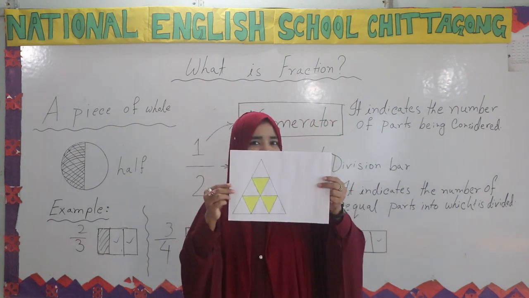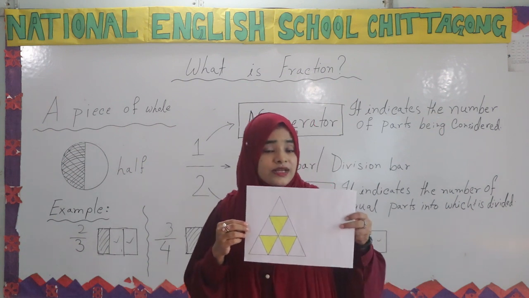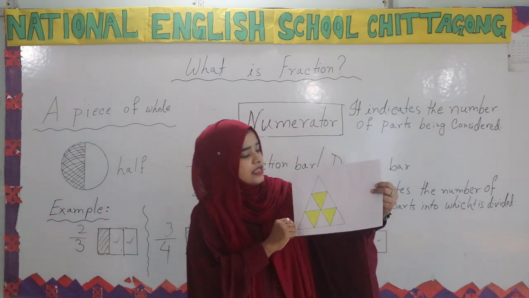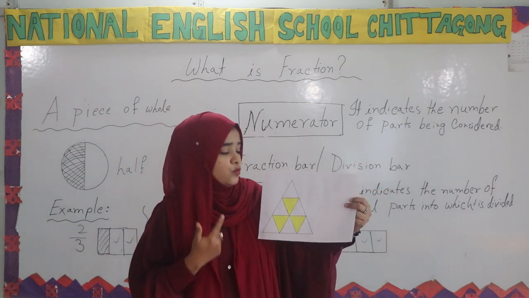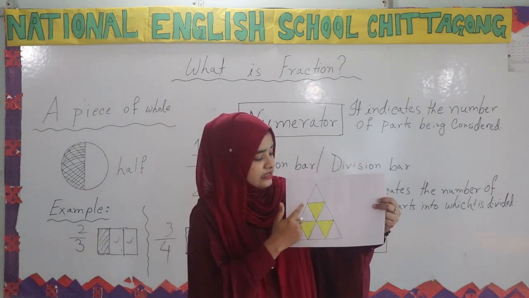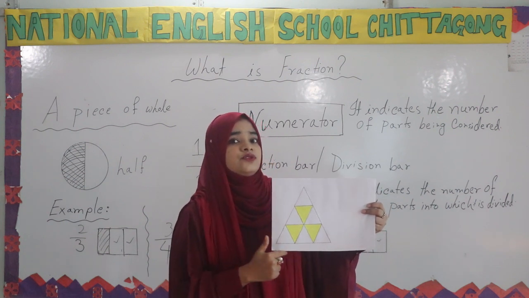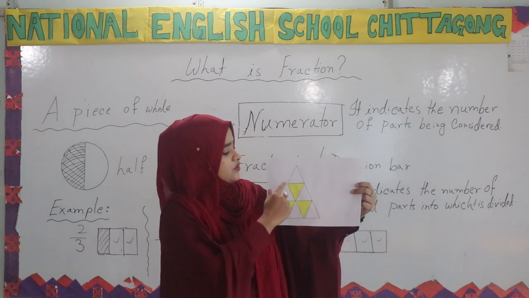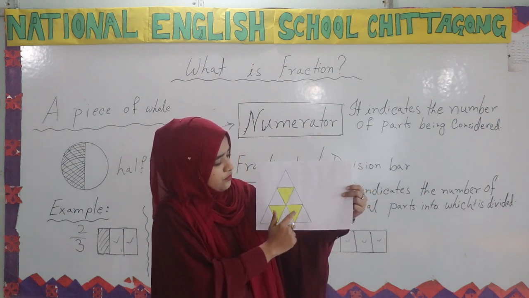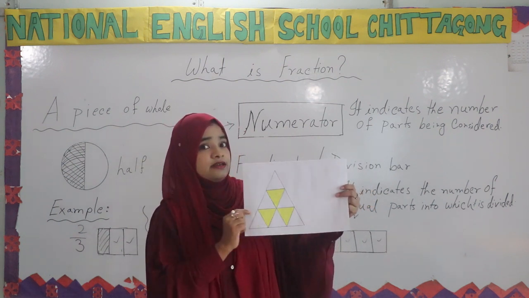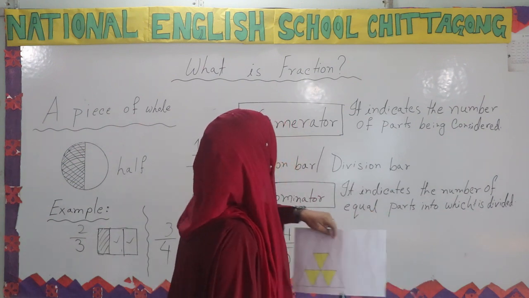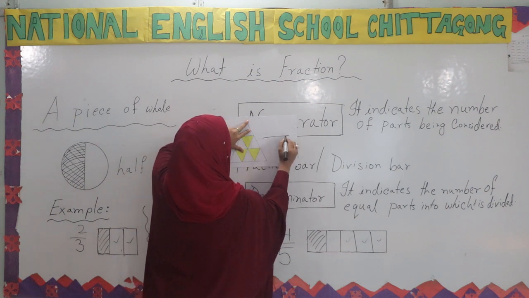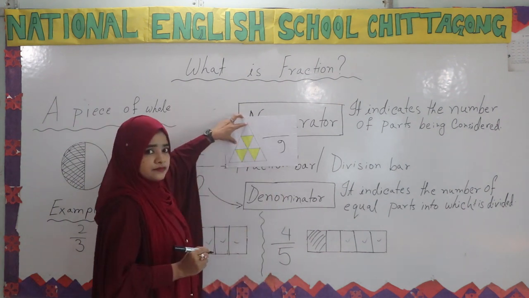You can see this is a triangle which is divided into 9 equal parts. Remember my words, at first you have to count the whole parts. So 1, 2, 3, 4, 5, 6, 7, 8, 9. Here are 9 parts. So the 9 parts, we say that this is the denominator.